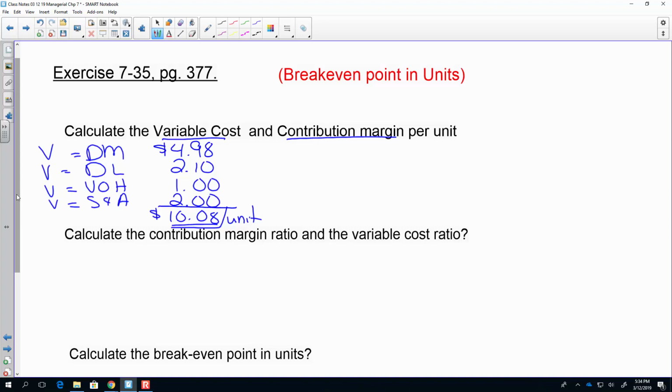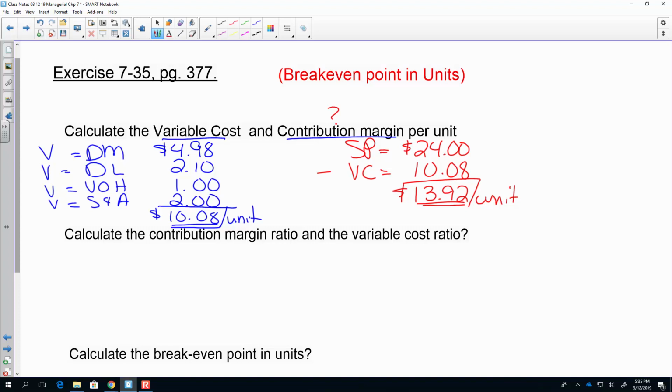So on some problems, I'll ask for just that: just what is the variable cost per unit? Okay, next question. What is my margin per unit? $13.92. How did you get $13.92? With the sale. What was the selling price for this product? $24. Now you subtract the variable cost of 10.08. We get $13.92 per unit. So for every unit I sell, I make $13.92.